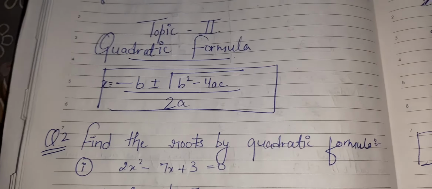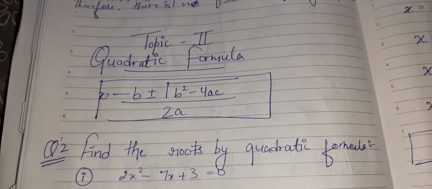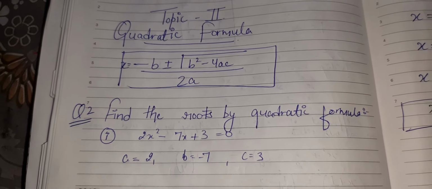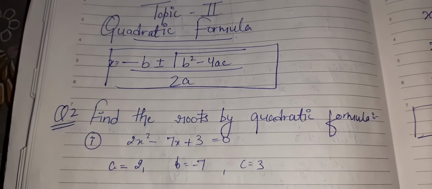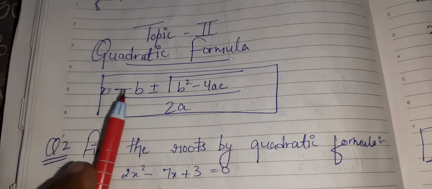The next topic is quadratic formula. The first topic which we have studied is completing the square method. The second topic is quadratic formula. Quadratic formula is x is equal to minus b plus minus under root b square minus 4ac upon 2a. This whole is a formula. We have to find the roots using the formula.